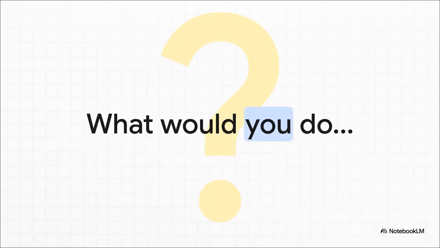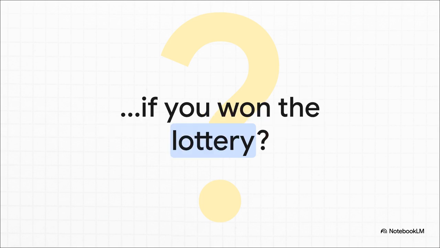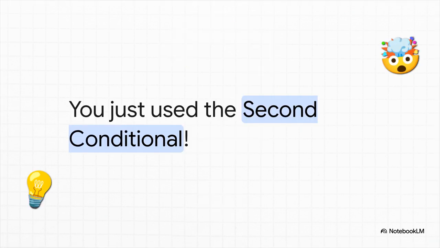All right, let's just jump right in with a classic daydream. I want you to really think about this question. What would you do if you won the lottery? Come on, be honest. Would you travel the world, buy that dream car, quit your job and start a new business? Just by answering that in your head, well, guess what? You've already used the exact piece of grammar we're breaking down today. It's called the second conditional, and it's our key to talking about all those amazing possibilities.